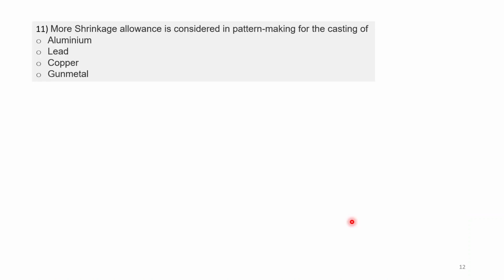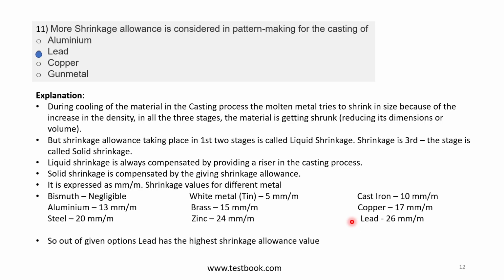Next is, more shrinkage allowance is considered in pattern making for the casting of aluminum, lead, copper, or gunmetal. So it will be for lead. For lead it is 26 mm per meter.